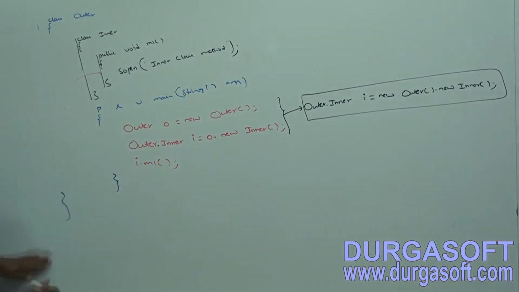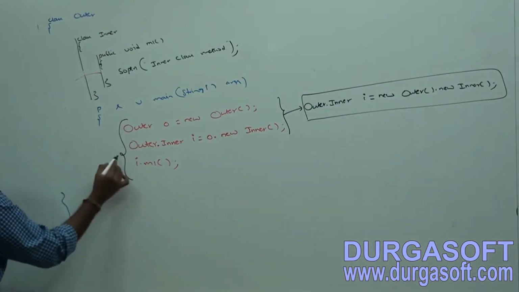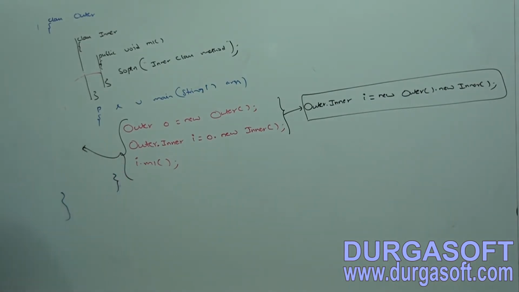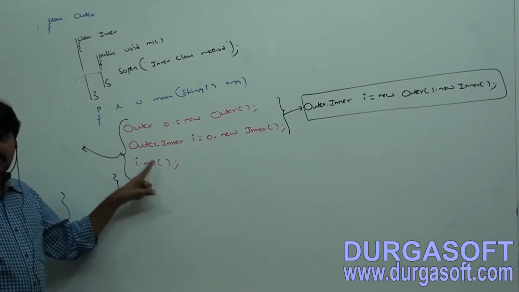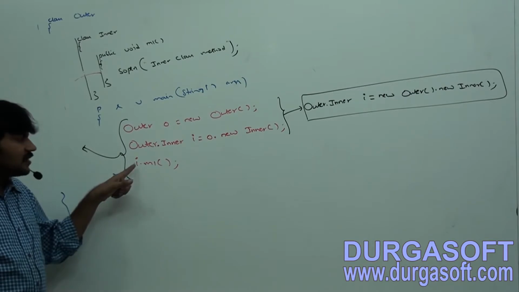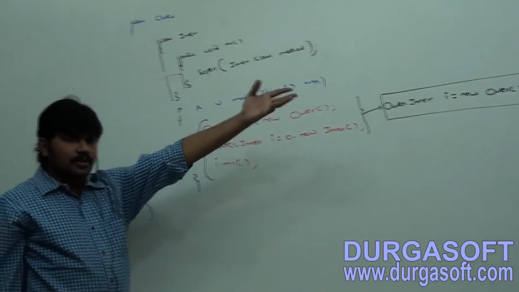Sir, I want to combine three lines into a single line. What is the way? Three lines into a single line. Can you please tell? I dot m1. Can you tell what is the I? What is I? New outer dot new inner.